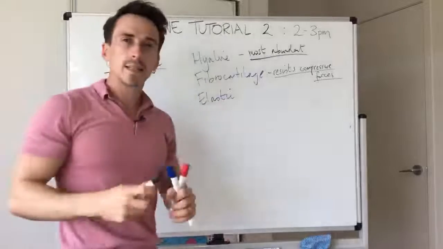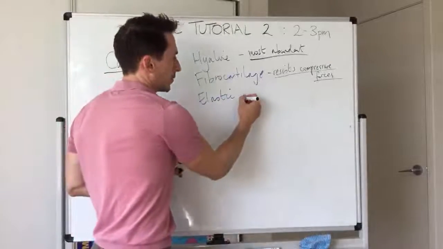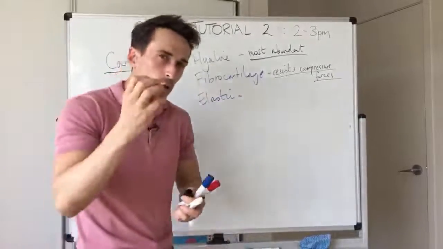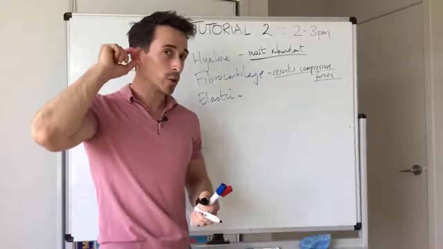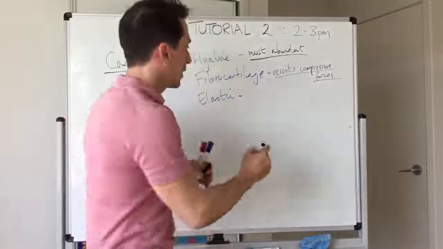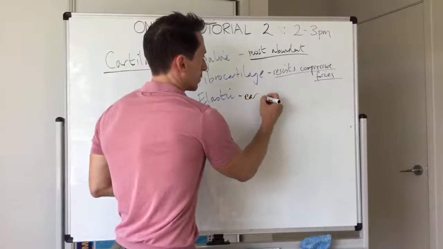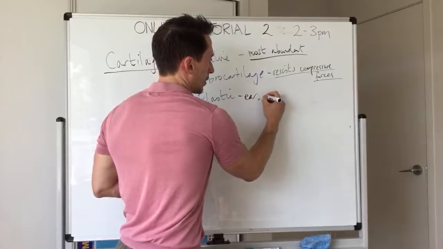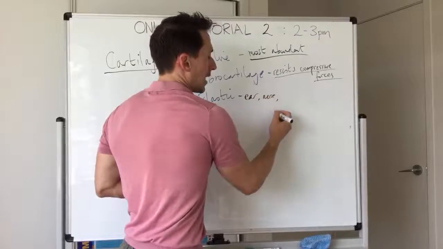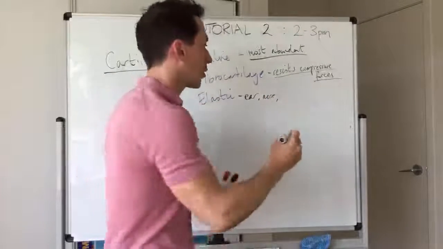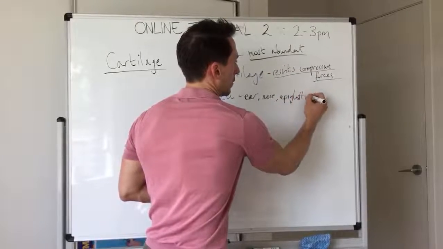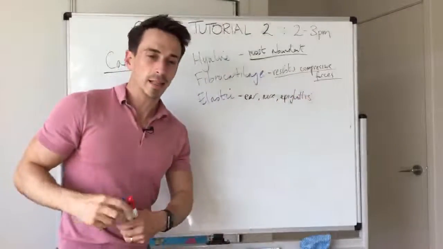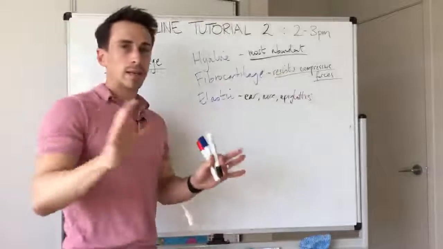Now the last one, elastic cartilage, is the least abundant. It's elastic, so it's stretchy and bendable. You only find it in places where you can really stretch and bend it, such as your ear. So ear, nose, and actually your epiglottis are the only places you're really going to find elastic cartilage. All right, so these are the main cartilage types.